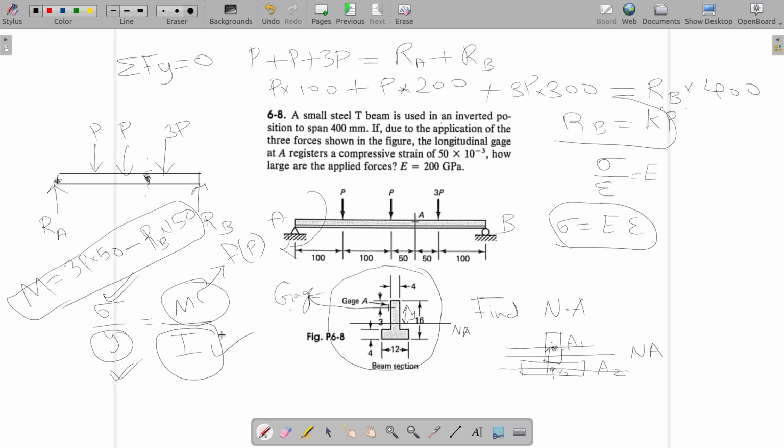Sigma we know, y we already know, I we already know, and M we know as a function of P. So P is the only unknown in the entire equation, and you can calculate P, and that is the question. What is the question? How large are the applied forces? So what are the applied forces? P, P and 3P. So once you have the value of P, you know how large the forces are. So the question is basically to calculate P.